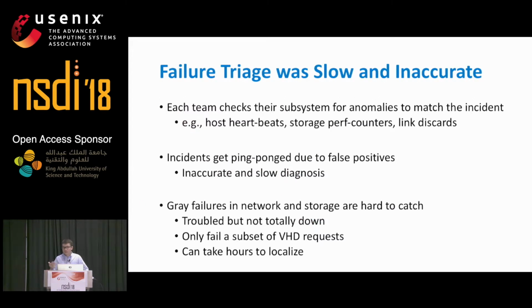Azure SREs have known about VHD failures for a while. While it's relatively easy for them to detect that there's a problem, what's hard is to pinpoint which component and which subsystem is responsible. Typically when an incident happens, SREs from different teams will check the local systems for any anomalies that correlate in time and space with the ongoing incident. However, this method can cause a lot of false positives, causing the incident to get passed among different teams, losing precious time to fix the real issue.